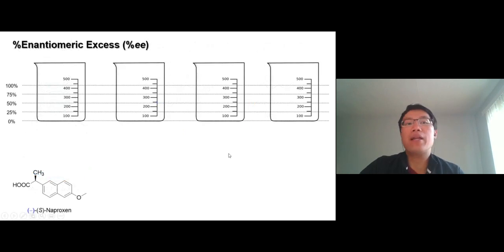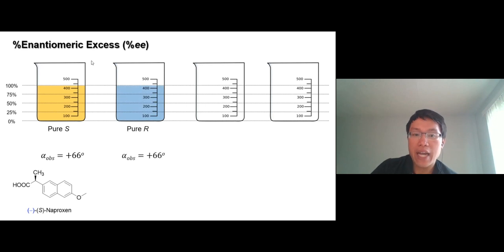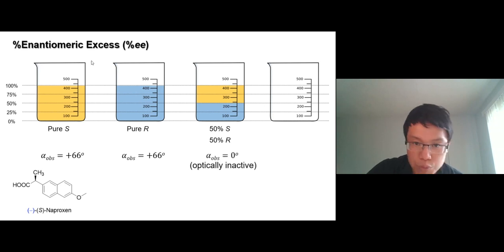To do that, we have a new term for you. We call it percent enantiomeric excess, to indicate how much more of one isomer there is than the other. Here's how it works. Let's say I have an enantiomerically pure S, and the observed rotation is plus 66 degrees, and a pure R is negative 66 degrees. If I have a mixture, 50% S and 50% R, what's the observed rotation? You can guess that's a racemic mixture. They cancel each other out, so it's going to be zero, optically inactive. They don't rotate the plane of polarized light.